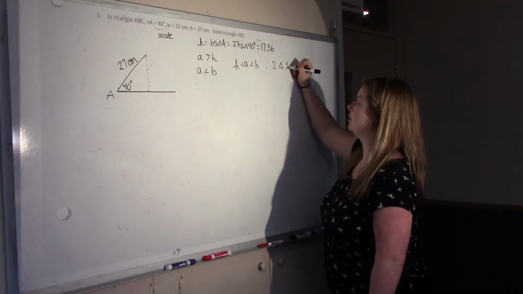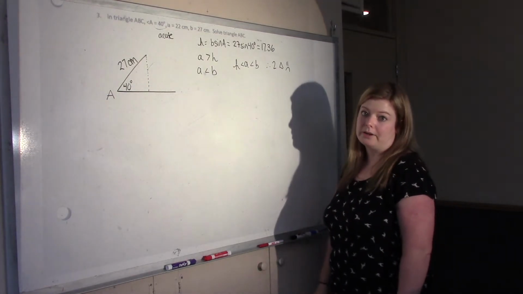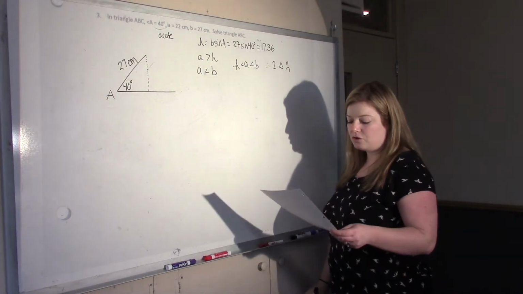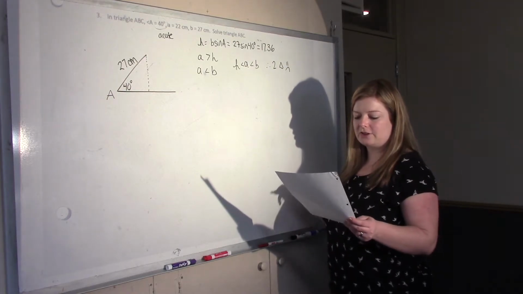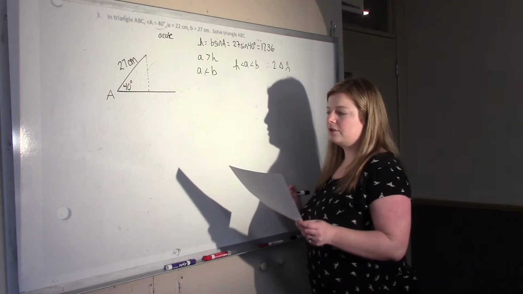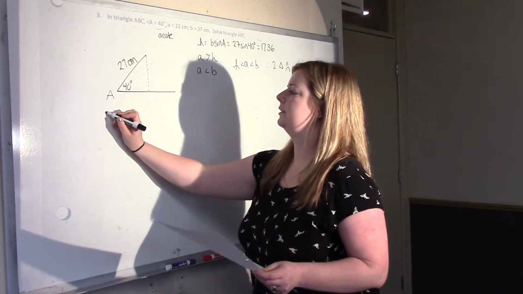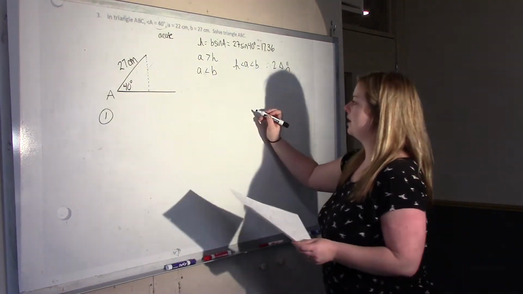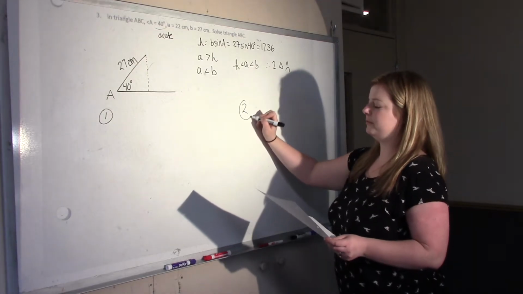Oh no, we're sad because now that means we have to do a lot of work. There are two triangles possible, so we need to actually solve for both triangles. The first triangle, we're going to draw them both. So here's triangle 1 and triangle 2.